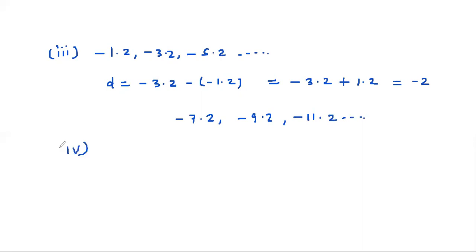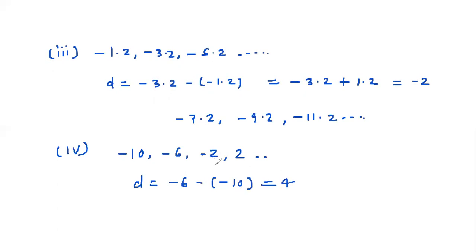So let's go to fourth part. Fourth part is minus 10, minus 6, minus 2, 2. Here common difference is minus 6 minus minus 10. That is 4. The same is true here. It means it is an AP. So next terms can be written as minus 10, minus 6, minus 2, then 2, then 6, then 10, then 14, etc.